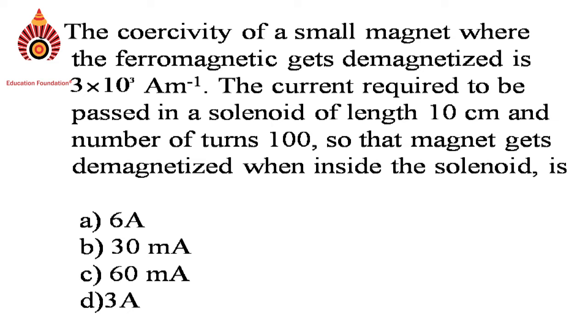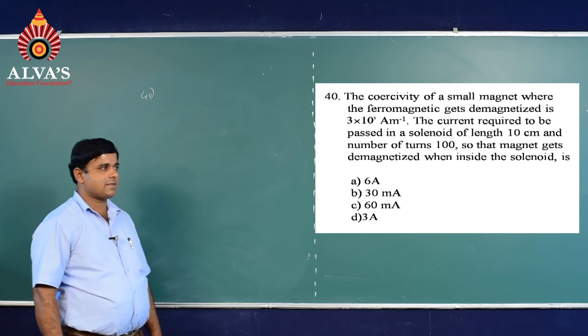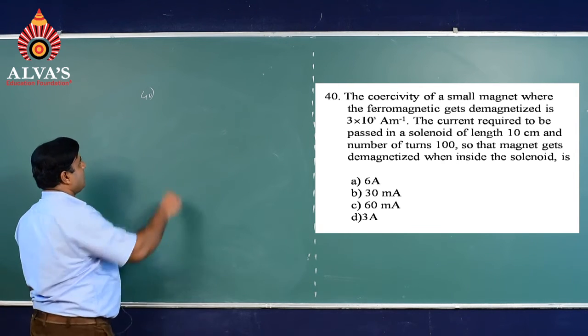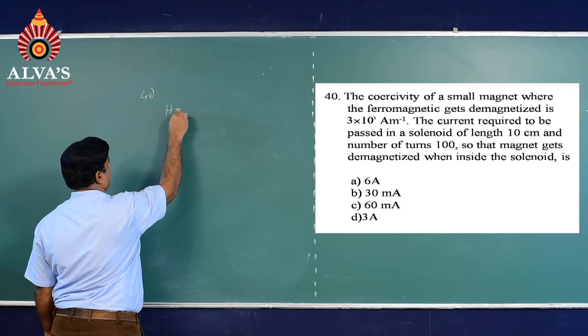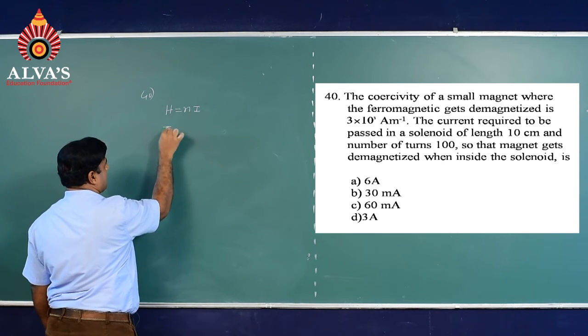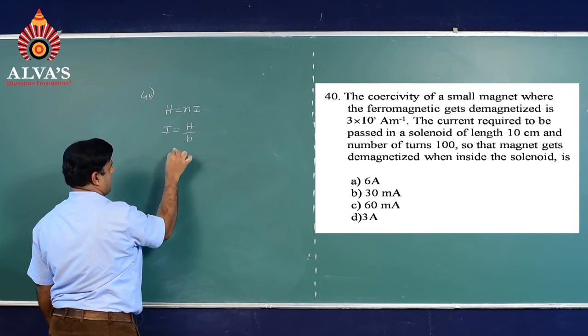The current required to be passed in a solenoid of length 10 centimeter and number of turns 100, so that the magnet gets demagnetized when inside the solenoid. Whenever a magnet is placed inside the solenoid, it gets magnetized due to the field H. H is given by H equal to N into I. You have to calculate the current required, I equal to H divided by N.